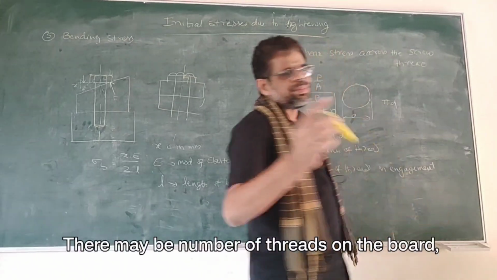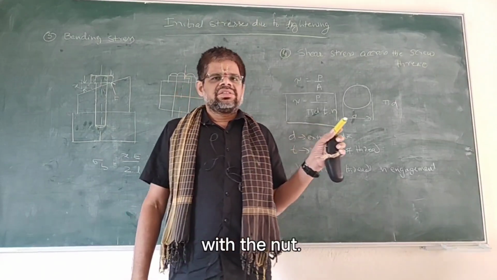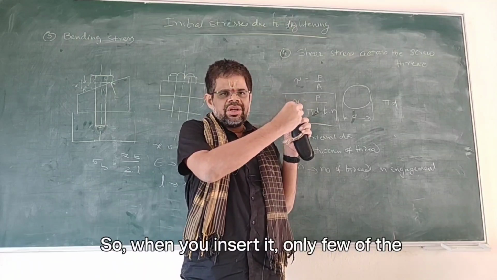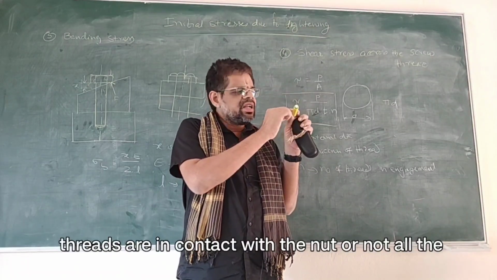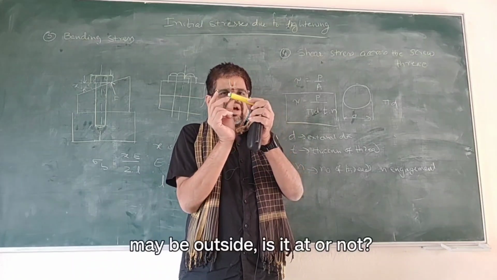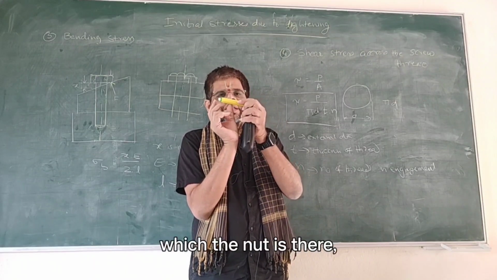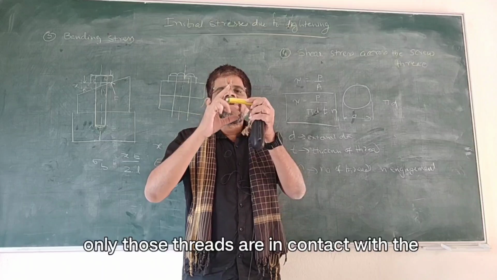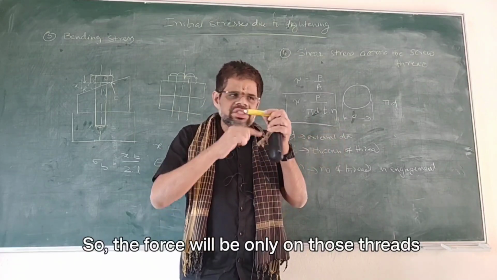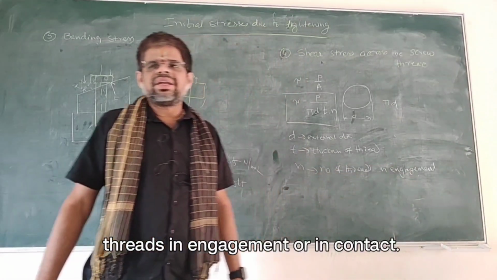There may be a number of threads on the bolt, but only a few of the threads are in contact with the nut. So when you insert it, only a few of the threads are in contact with the nut, not all of them. See, if you tighten a nut, some threads may be outside. Is it right or not? Only the portion over which the nut is there, only those threads are in contact with the nut. So the force will be only on those threads. That's why we are taking n as the number of threads in engagement or in contact.